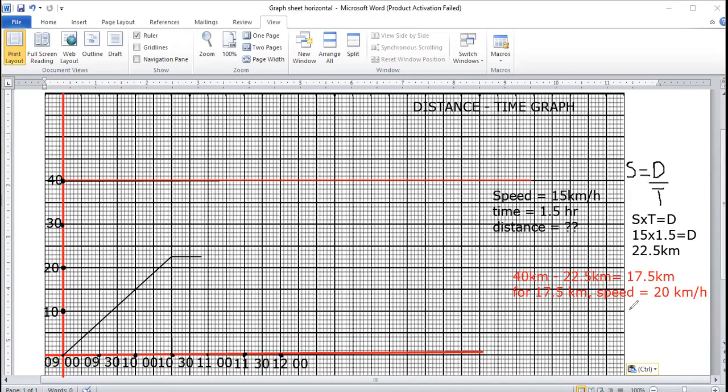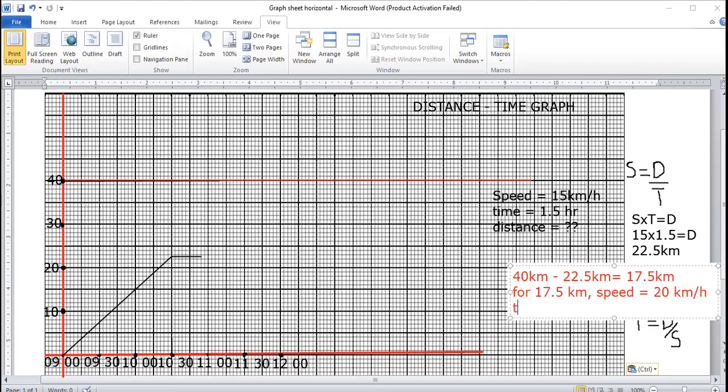So it means the formula which is going to be used is T equals distance upon speed. Okay, T equals distance upon speed. Now, what will I do? I have to find time.